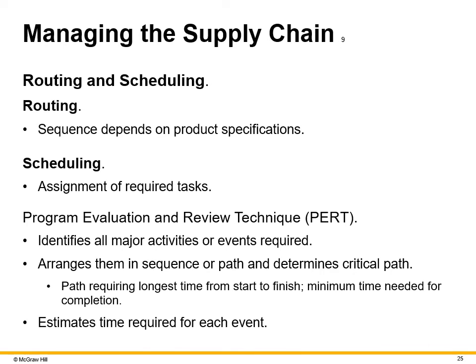Routing is the sequence of operations through which the product must pass. The sequence depends on the product specifications developed by the engineering department of the company. Scheduling is the process of assigning work to be done to departments or even specific machines or persons. A popular scheduling technique is the program evaluation review technique, which evaluates the sequence of activities required to complete a project to find the most efficient or critical path. The path that requires the longest time from start to completion is called the critical path because it determines the minimum amount of time in which the process can be completed.